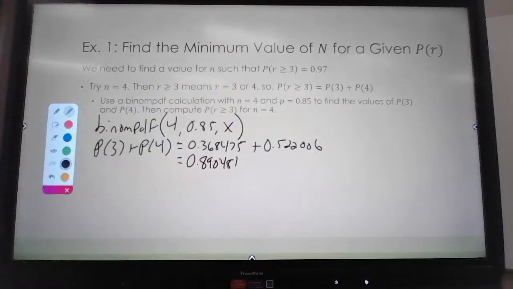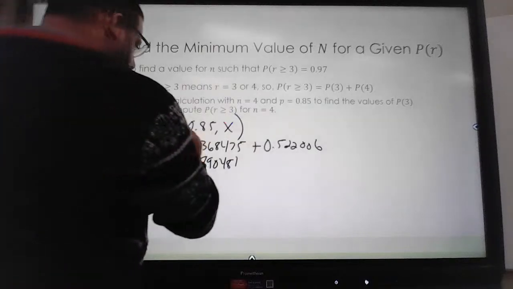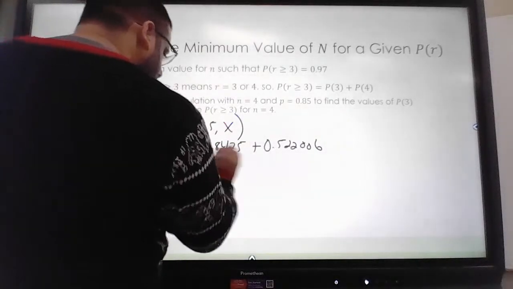That doesn't give us 0.97. So 4 cannot be the minimum value. 4 can't be the smallest value of n. We need to go up 1. We need to do 5. All right, so we're going to change this to a 5.